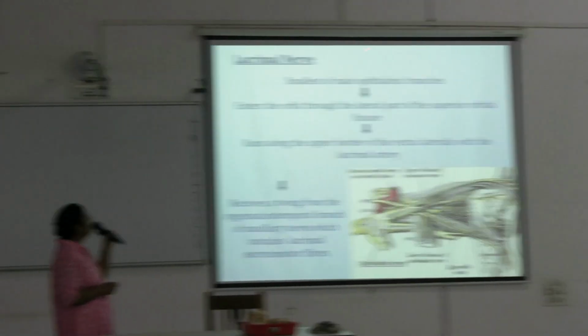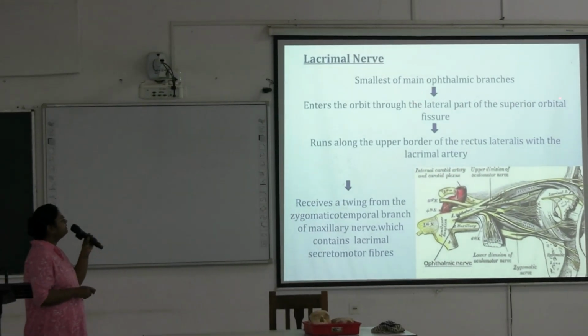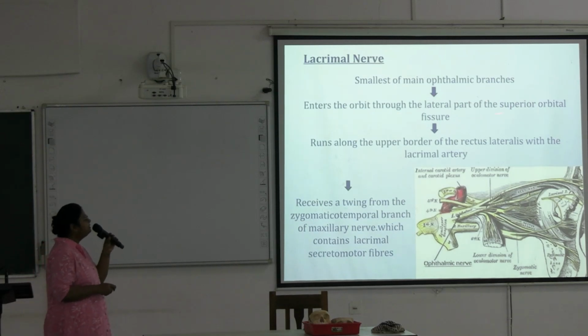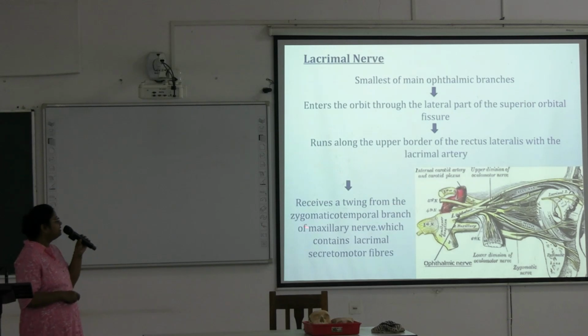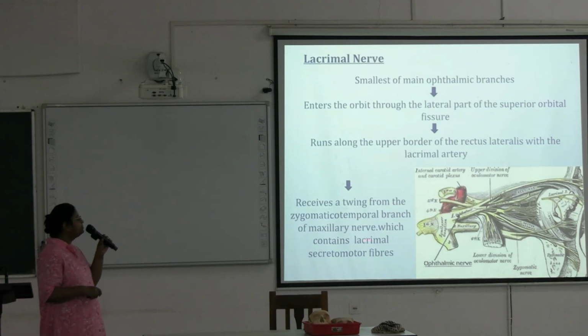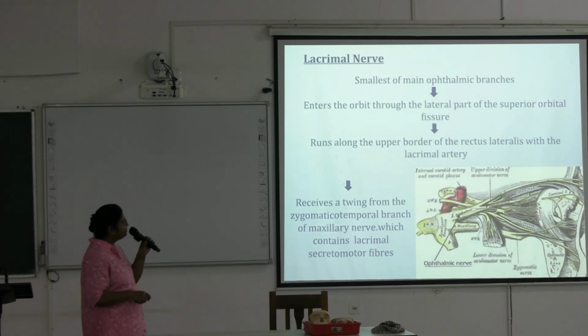So lacrimal nerve, smallest of the main ophthalmic branches, enters the orbit through the lateral part of superior orbital fissure, runs along the upper border of rectus lateralis with the lacrimal artery, receives a twig from the zygomaticotemporal branch of maxillary nerve, which contains lacrimal secretomotor fibers. Here, this is lacrimal nerve going to supply this lacrimal gland of the orbit.